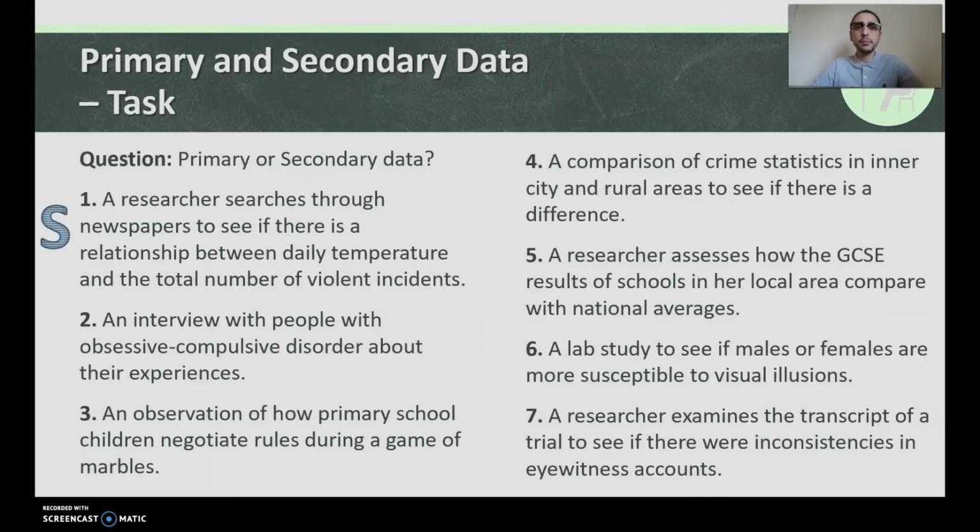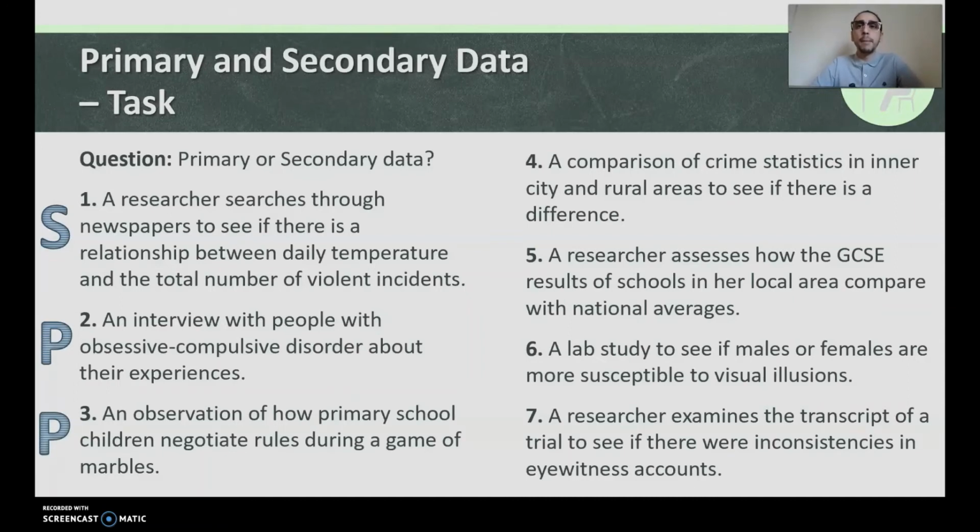Number 2, an interview with people with obsessive compulsive disorder about their experiences. Okay, I'm interviewing them about their experiences, so this is likely to be primary data. Number 3, an observation of how primary school children negotiate rules during a game of marbles. Okay, I'm observing that behavior, therefore it's primary data. I'm not getting it from anywhere else.